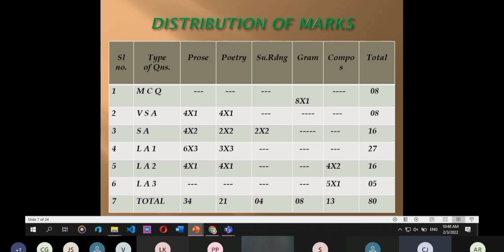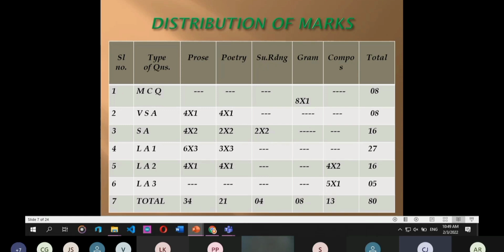supplementary reading no, grammar no, composition 2. That is 4 marks each, 4 questions, totally 16 marks. Then coming to long answer, composition, that is letter writing, is reserved for this composition column, that is 5 marks. In the last column you can see the total: prose carries 34 marks, poetry 21, supplementary reading 4 marks, grammar 8 marks, composition 13 marks, totally 80 marks.